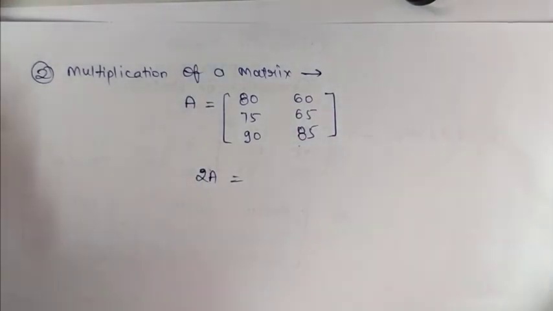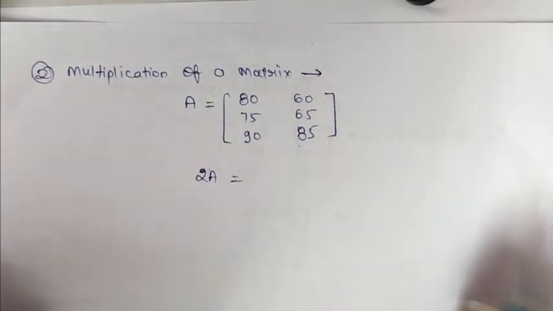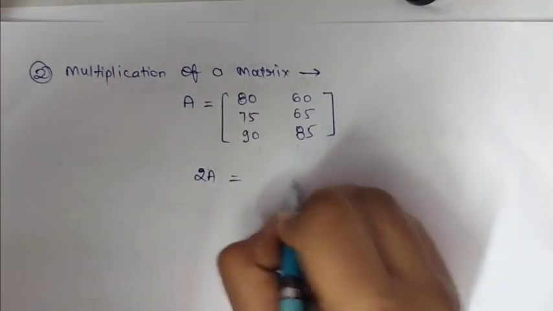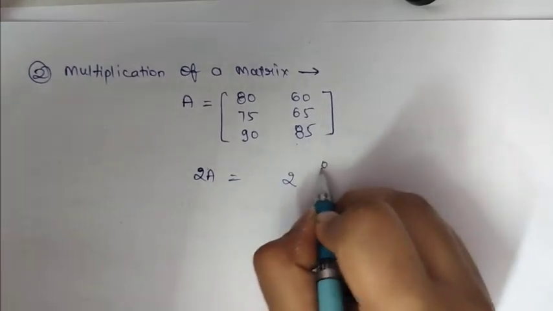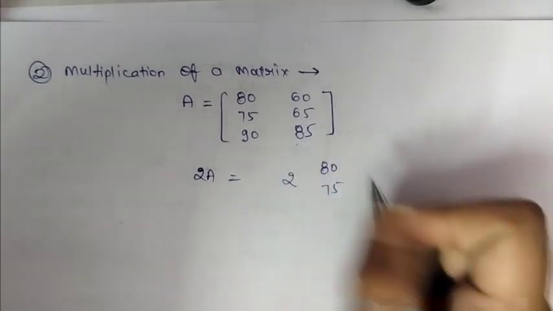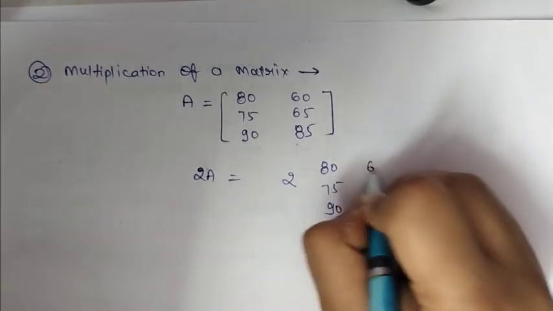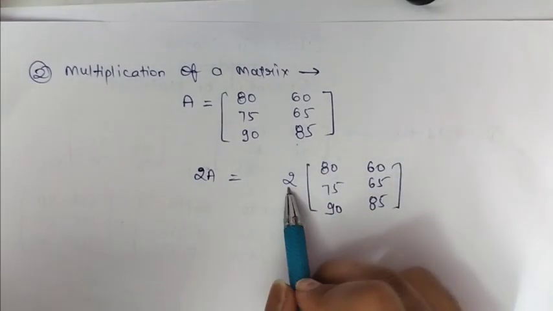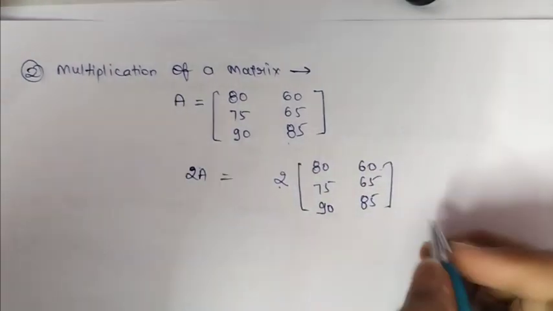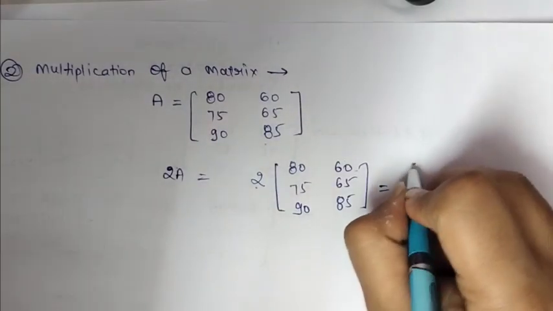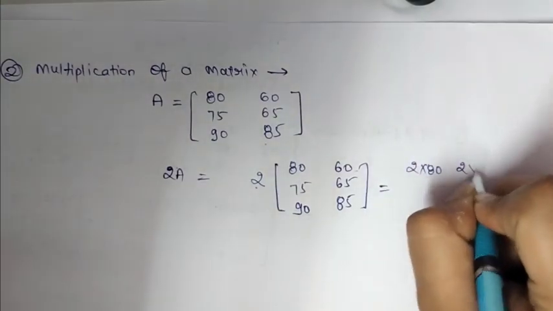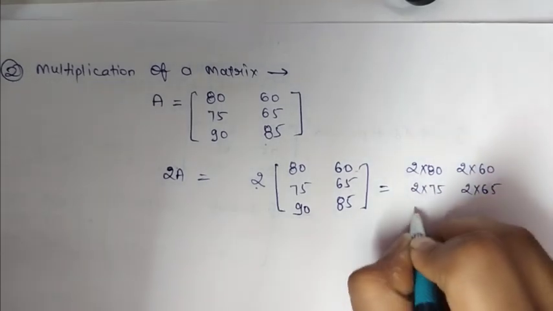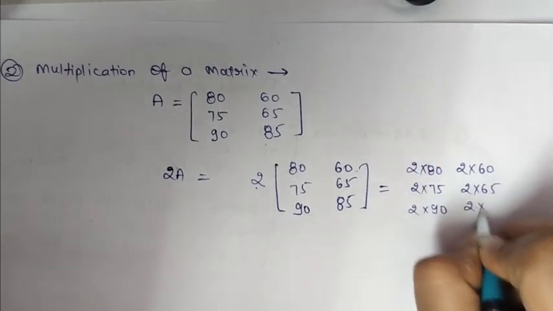ओके, सो 2A के लिए हमें क्या करना है, डायरेक्टली मल्टीप्लाई करना है इस पर्टिकुलर मैट्रिक्स को 2 से. ओके, तो हम कैसे मल्टीप्लाई करेंगे, डायरेक्टली हमें 2 से मल्टीप्लाई करना है. पहले तो हम मैट्रिक्स के बाहर लिखेंगे. फर्स्ट स्टेप में we will have 80, 75, 90 and here we have 60, 65 and 85. Now we have to multiply 2 with each and every element of this matrix. So the required result will be 2 into 80, 2 into 60, 2 into 75, 2 into 65, 2 into 90 and 2 into 85.